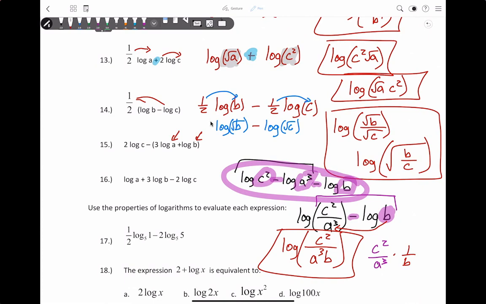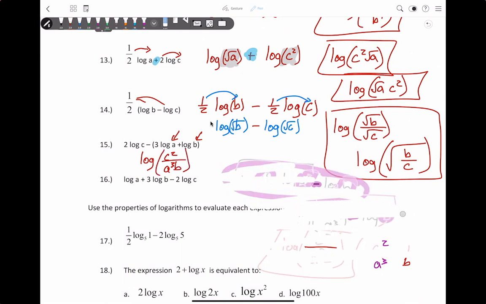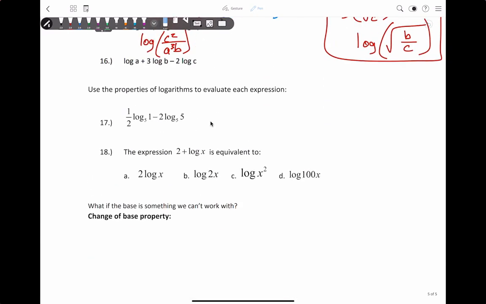So log of c squared over a cubed times b is the answer for this one. All right, so now let's go to our last ones. We're almost done. And I know I keep saying that, but we really are almost done. This is it right here.